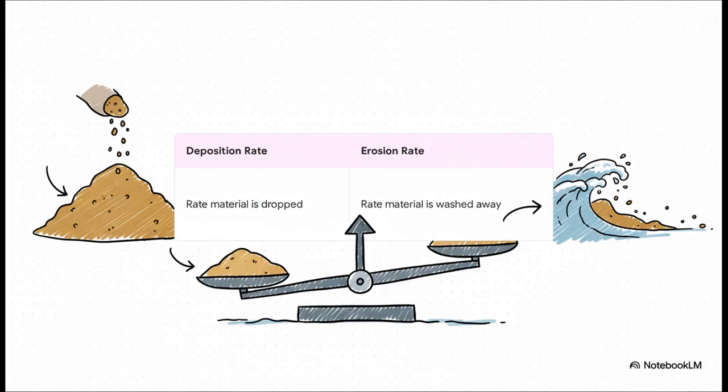This brings us to what I like to call the golden rule of making a spit. It's this constant battle, right? You've got two forces at work. For the spit to actually grow, the rate of deposition, that's the sand being dropped, has to be bigger than the rate of erosion. It's an incredibly fine line.